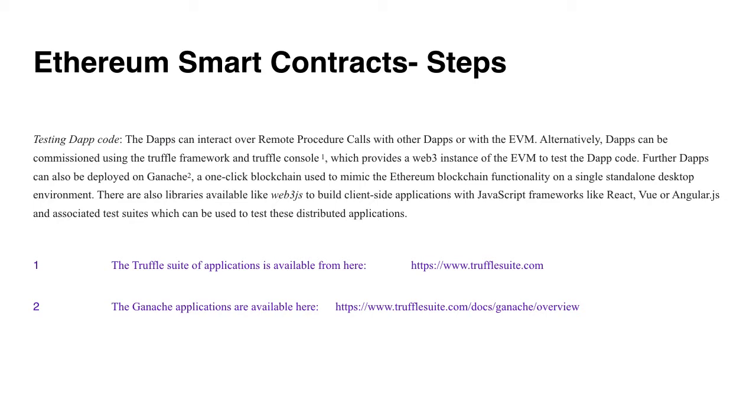Further, DApps can also be deployed on Ganache, a one-click blockchain to mimic the Ethereum blockchain functionality on a single standalone desktop environment. Okay. There are also libraries available like Web3.js to build client-side applications with JavaScript frameworks like React, Vue, or AngularJS, and the associated test suites which can actually be used to test these decentralized applications. So I've given the link for Truffle and Ganache if any of you are interested in looking at creating smart contracts using Ethereum.